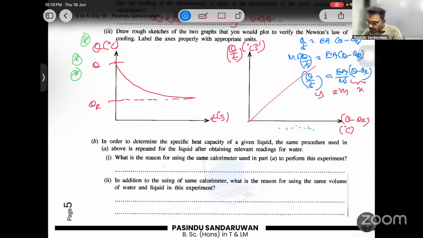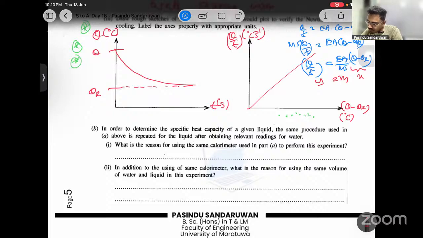A above is repeated for the liquid after obtaining relevant readings for water. After obtaining relevant readings for water, now the liquid is added. So we know how to do. For the same calorimeter, we have to first remove water and add the liquid to the same calorimeter.